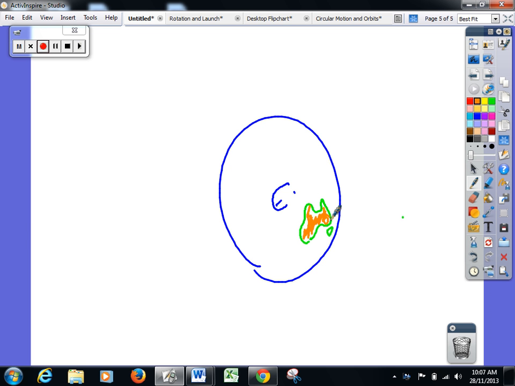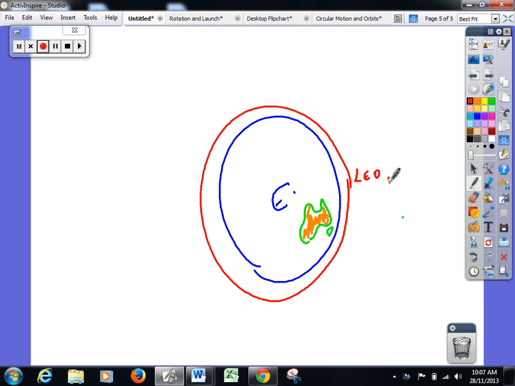Now, if I was to put a satellite here, we'll call this a low Earth orbit, a LEO, L-E-O, low Earth orbit, that's around about 200 to 400 kilometres above the surface of the Earth. That's up to about 1,000. And then we put out a really big satellite out here.